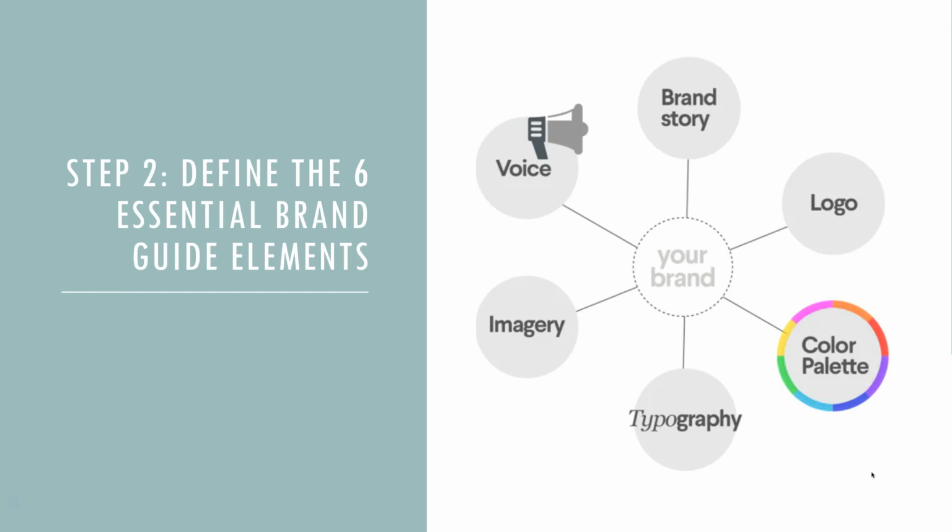Step 2 is the big one that we're going to work on, and that is the 6 essential brand guide elements. And if we start at the top with the brand story, or at 12 o'clock, that's something that you've done in marketing. Mary's talked about that. And if we finish over at like 11 o'clock with voice, that is also driven by your marketing staff and marketing people if you have them. So I'm going to focus on the other 4: logo, color, type, and imagery.